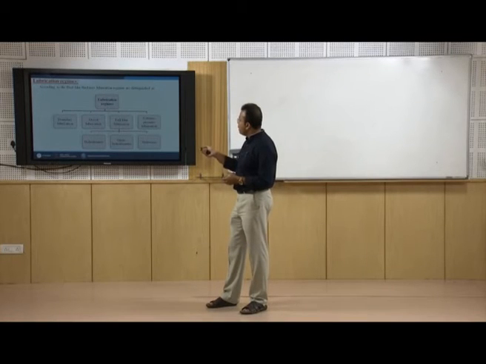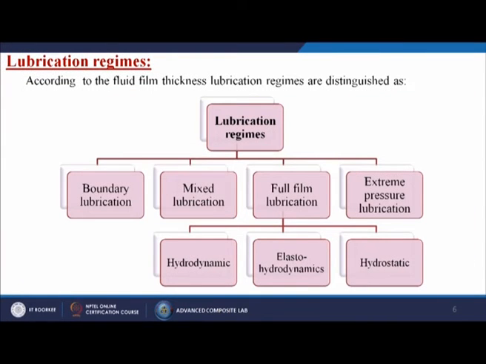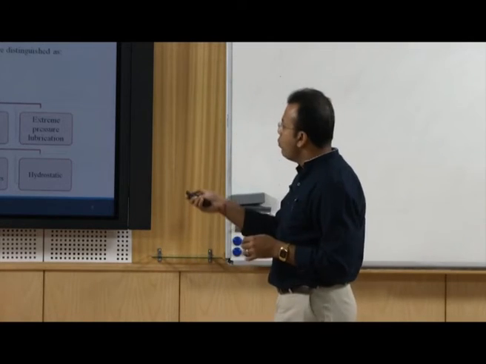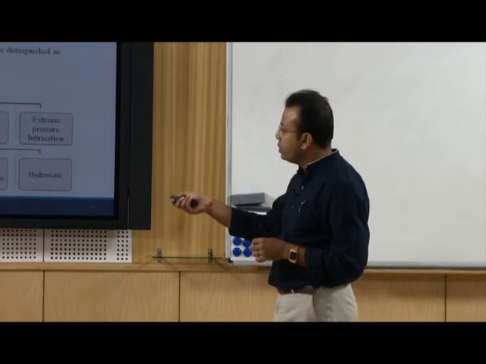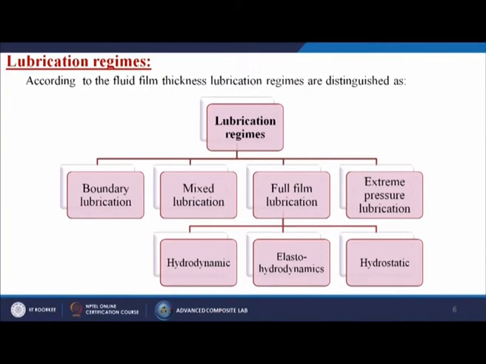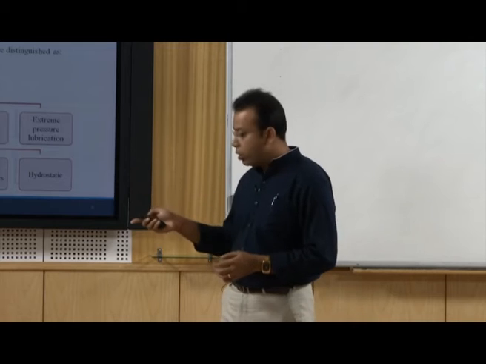Then next one is called the lubrication regimes. From this we can understand that there are several types of lubrication we generally adopt, based on how we are going to lubricate the materials. First one is called boundary lubrication, then mixed lubrication, full film lubrication and extreme pressure lubrication. Then full film lubrication is also divided into three parts: hydrodynamic lubrication, elasto-hydrodynamic lubrication and hydrostatic lubrication. So, in the next slide we will discuss all of this.